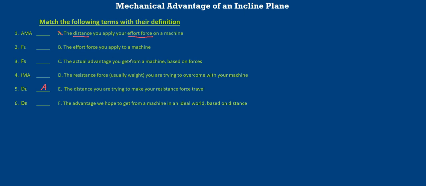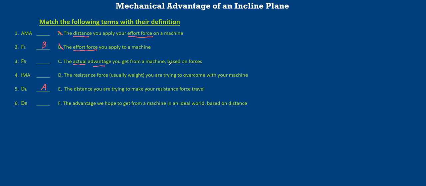B says the effort force you apply to a machine. So this is similar, but it is not a distance. It is the effort force. So that is right next to it, FE, effort force, or force effort, I should say. This is B.